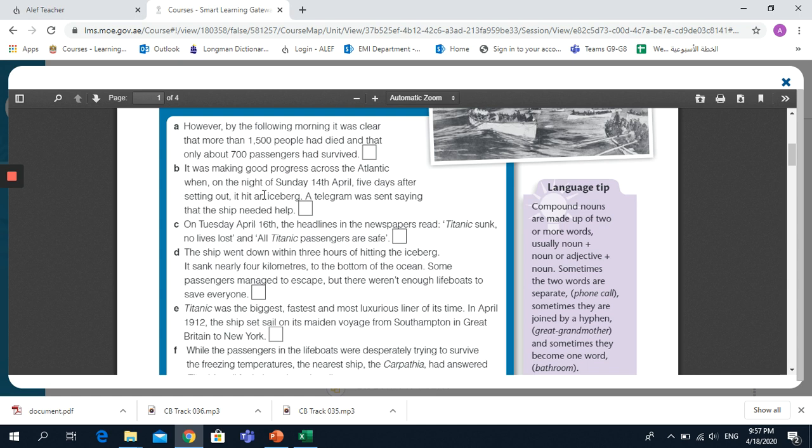What do you think happened after an iceberg and they sent a call for help? They needed help. So which one do you think is the third paragraph? Take your time to find the correct paragraph. Correct. So it is paragraph F. While the passengers in the lifeboats were desperately trying to survive the freezing temperatures, the nearest ship, the Carpathia. So we are talking about the Carpathia.